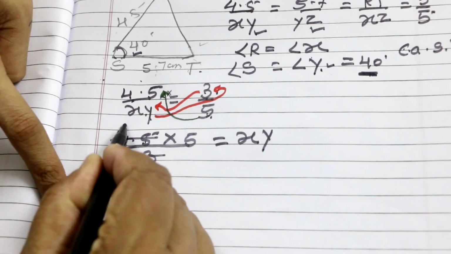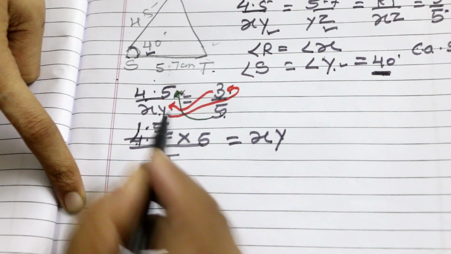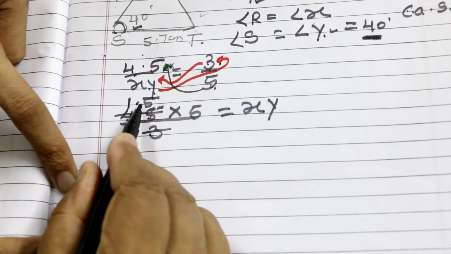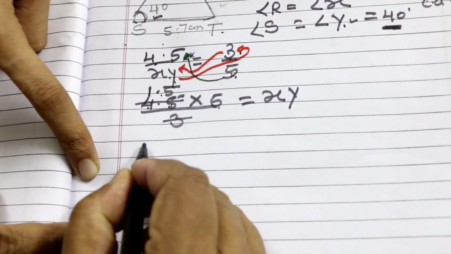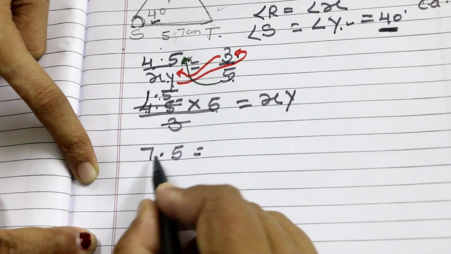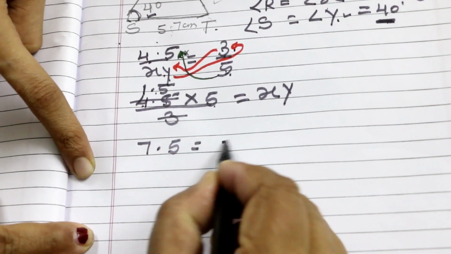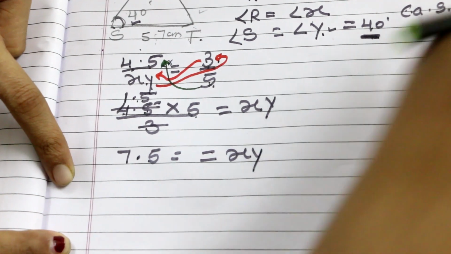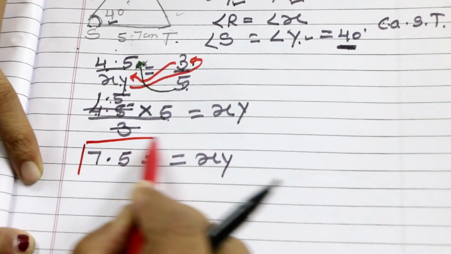I can divide: 3 ones are 3, 3 fives are 15. Children, you must know division now. 15 fives are 75, and point after one digit, 7.5, which is equal to XY. So we got the XY value.